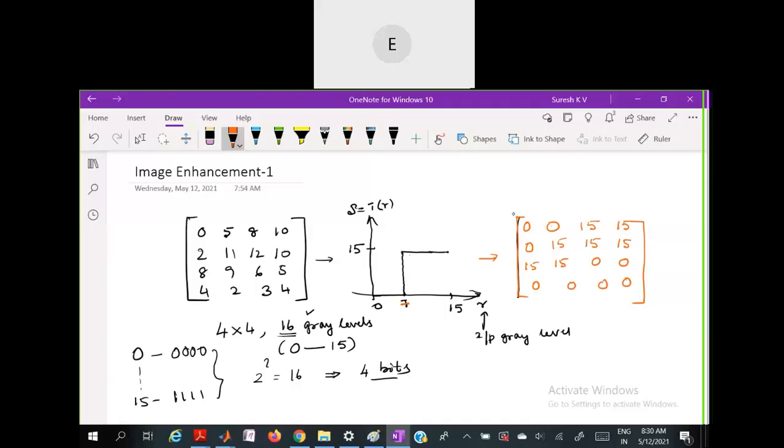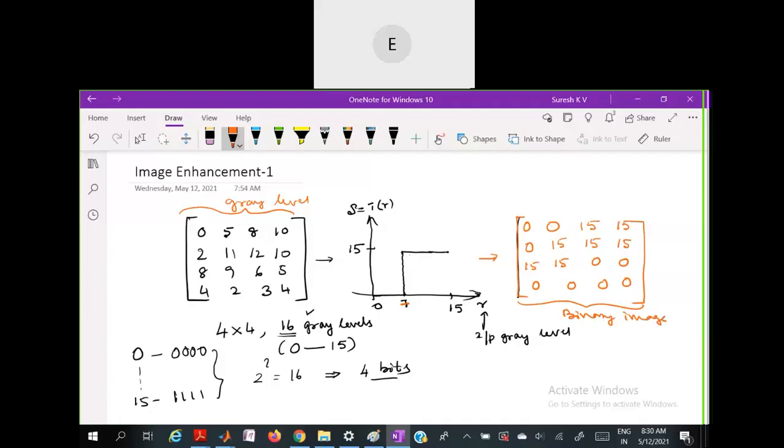So you can see that this is a gray level image. What you saw here is a gray level image. It has all the values from 0 to 15. Of course, some of them are missing, that's okay. And this we call a binary image now. This we call a binary image.